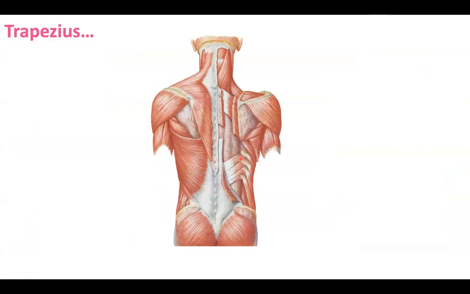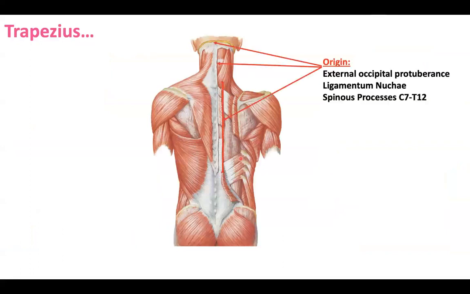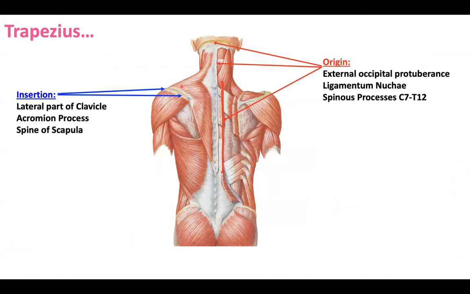Now let's see its origin and insertion. Trapezius originates from the external occipital protuberance, from the ligamentum nuchae, and from the spinous processes of C7 up to T12, so it has a wide area of origin. It's inserted into the scapula and clavicle, specifically the spine and acromion process of the scapula and the lateral third of the clavicle.